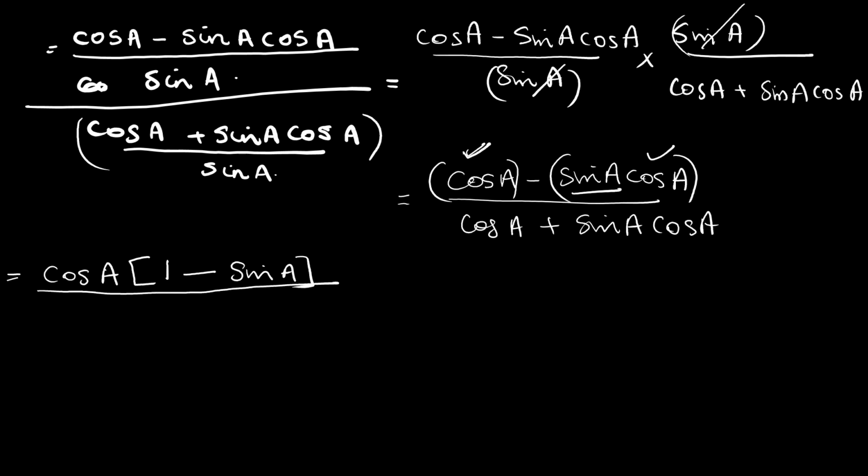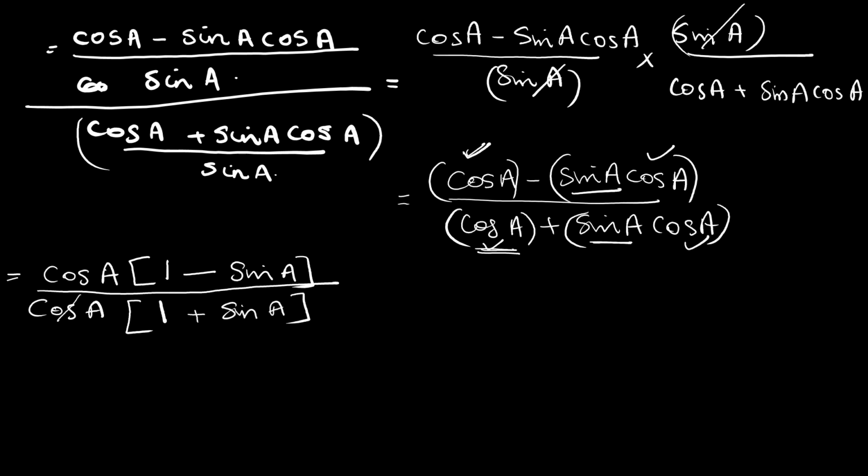Again we do the same thing in the denominator. There are two terms, and in these two terms cos A is common, so take cos A as a common term, and the remaining term here is 1, and in this the remaining term is sin A, 1 plus sin A. So cos A got cancelled. This is 1 minus sin A divided by 1 plus sin A. This is the LHS. Now we'll check the RHS.